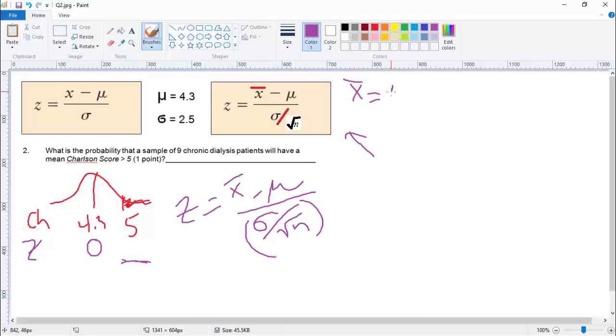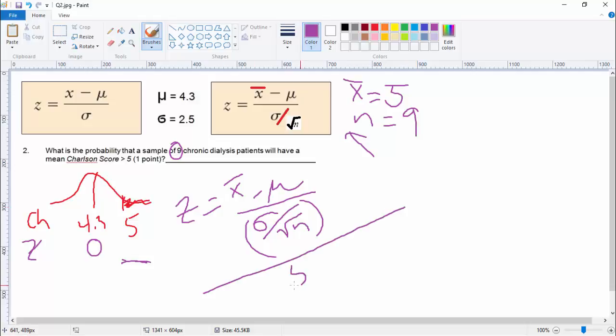Well, now it's an x bar. It's 5, right? And then what does n equal? Well, it's the number of patients we have over here, right? So here we have 9. Now we're really ready to fill this in. So we're going to do z equals, I'm just going to fill it in down here. I'll just draw a little line here.